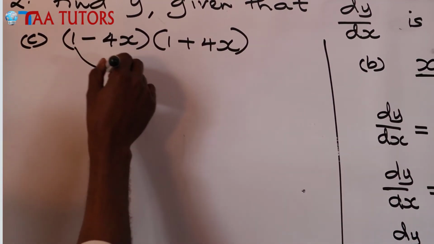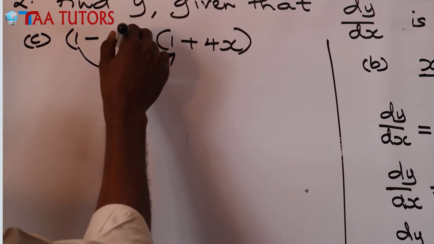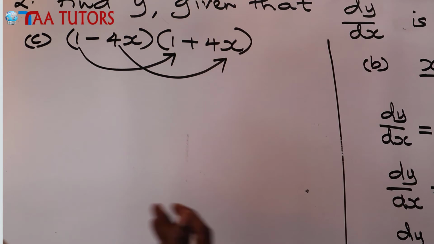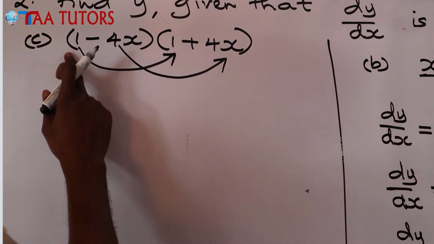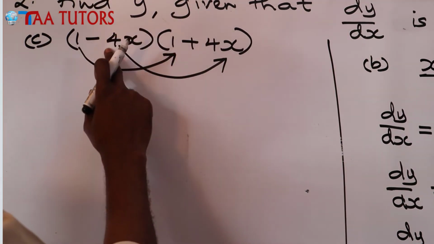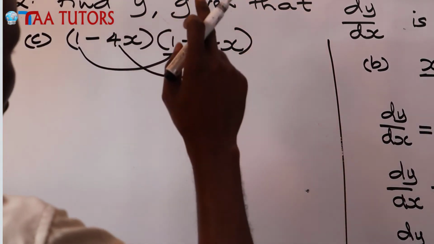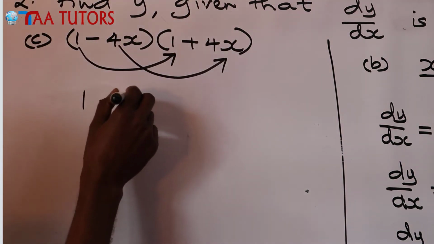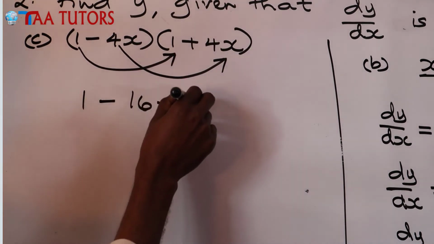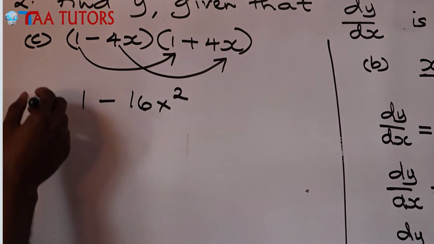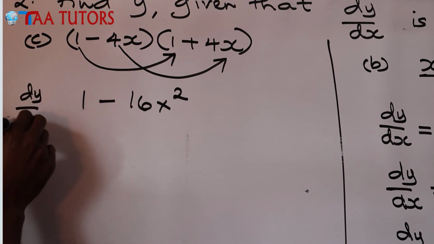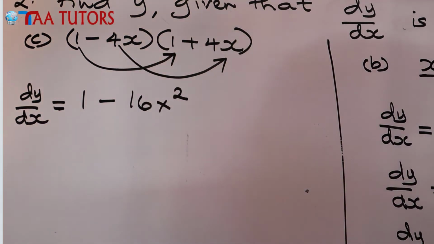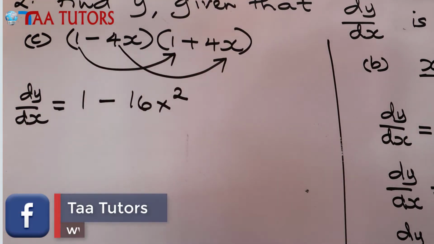So the first thing you do is multiply that with that, and also multiply that with that. But the difference, meaning subtraction, so 1 times 1 is 1 squared, minus 4x times 4x is 16x squared. So we are going to have 1 minus 16x squared if we expand, and this is dy dx. So the first thing we have to do here is to open the bracket, and opening the bracket for a difference of two squares is very easy.